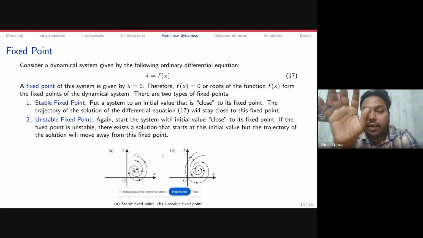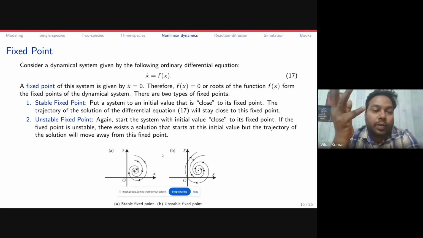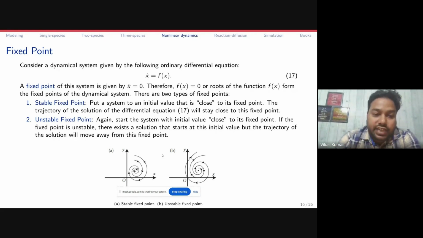If you take an initial point from anywhere in the domain, that will be globally stable. If you take it in the neighborhood of the fixed point, that would be local stability. So in the stable case, we have a sink, and these trajectories converge to the fixed point. This is called your stable fixed point.